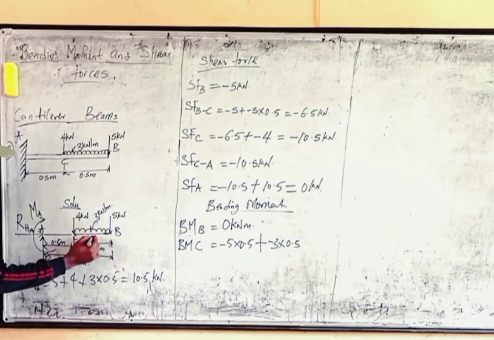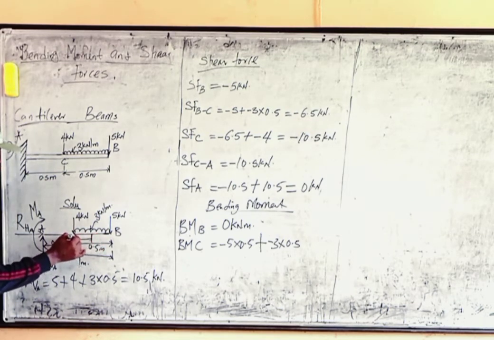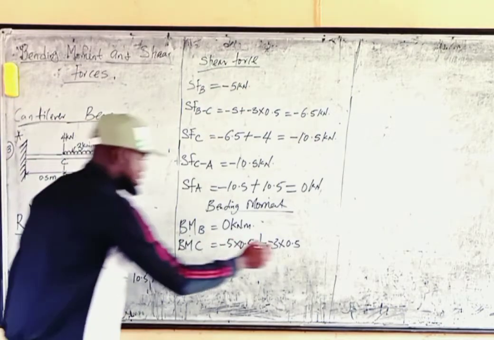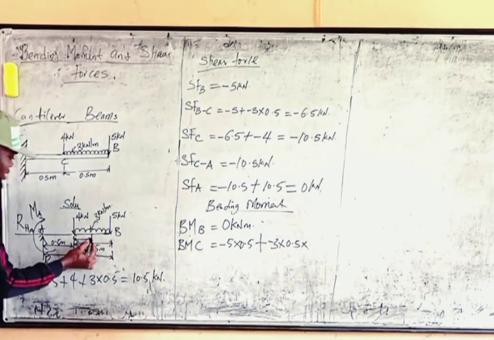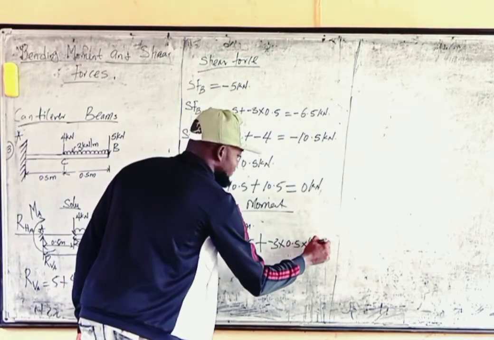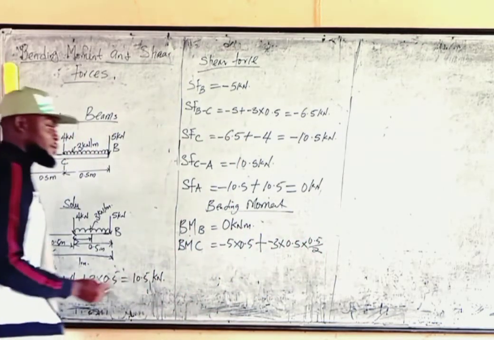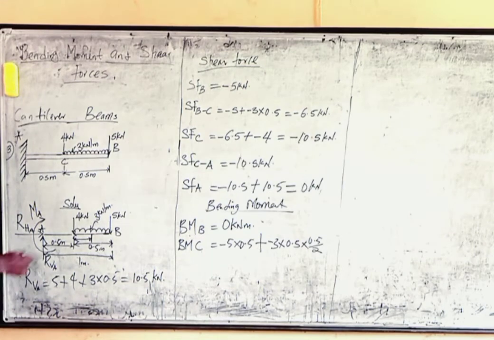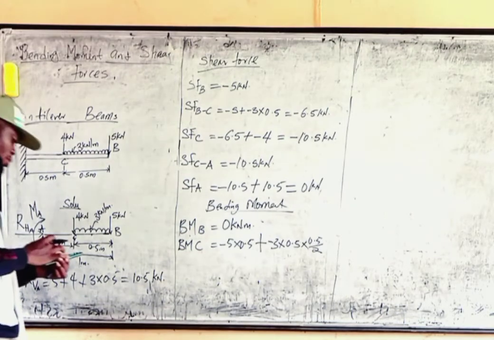Now, the force will not be acting at the end; the force will be acting at the center. The center of 0.5 is 0.5 over 2. So the distance between this center and this place will be 0.5 divided by 2, times 0.5 over 2. That is the vertical distance between the center and this place.